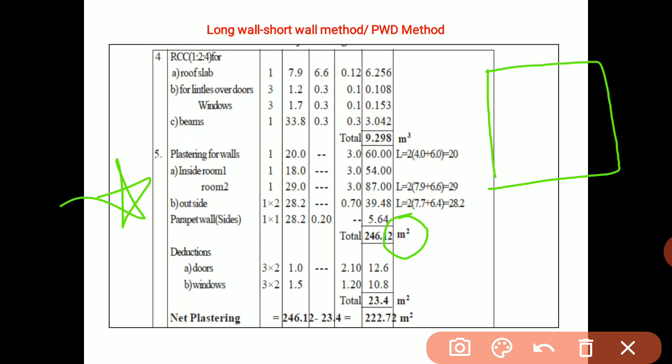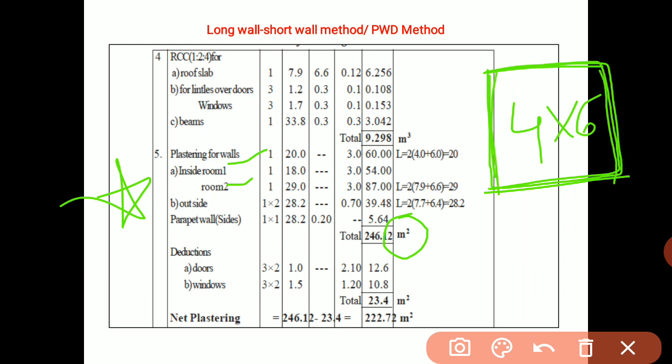For interior plastering, we are going to do it room wise, for room 1 and room 2. We will calculate the perimeter of our room. How to calculate perimeter? Suppose this is a 4 by 6 meter room, so 4 plus 4 is 8, plus 6 plus 6 means 8 plus 12, that is 20. This is the perimeter of our room, internal dimension. Then what is the height? We are going to consider it in square meter, that's why we will not consider width over here. That width part we have considered in the perimeter only.